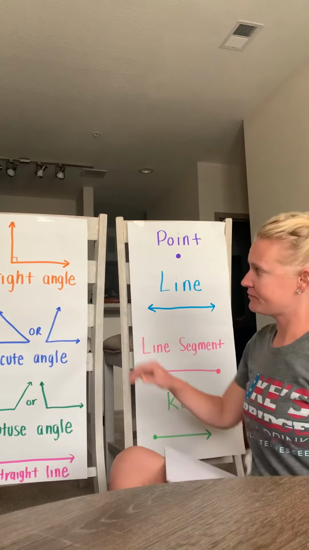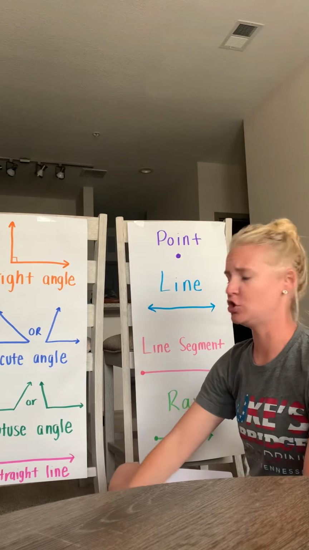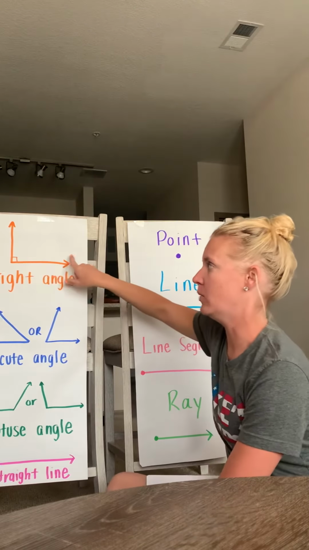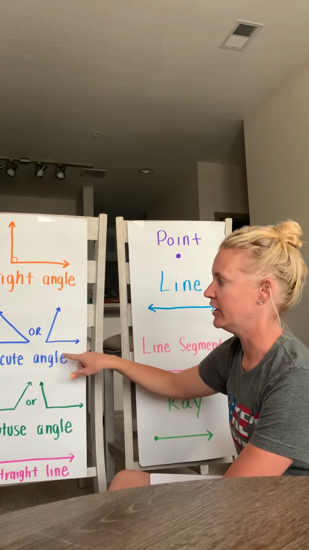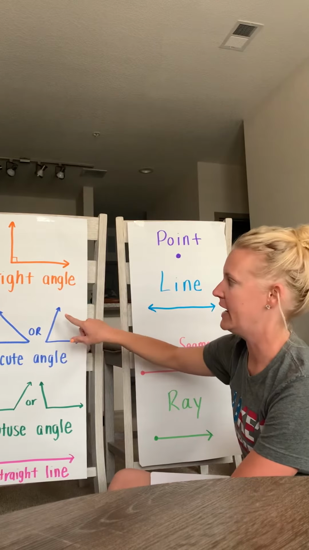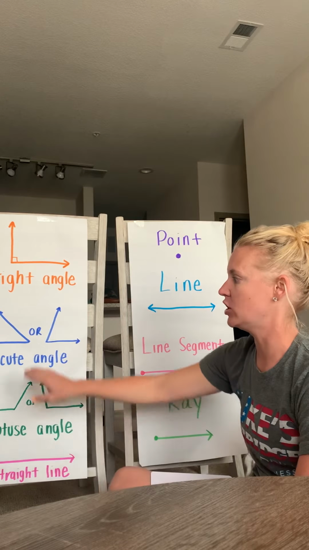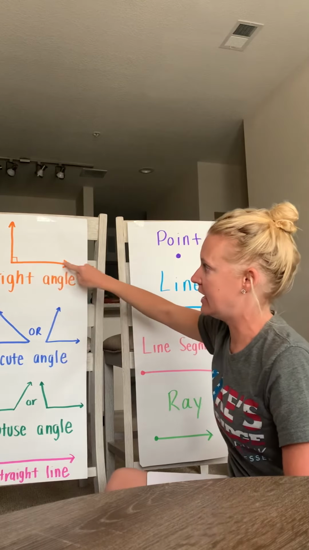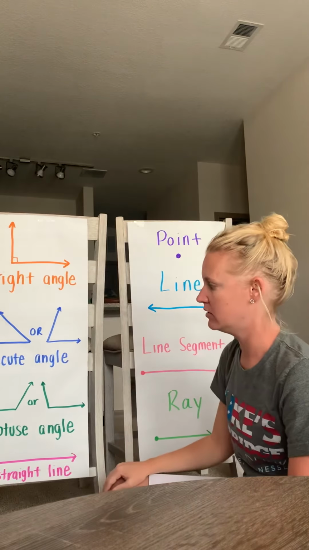Now we have right angle, acute angle, obtuse angle, and straight line. Right angle, you'll notice it's 90 degrees, always. It could be facing the other way, just like the acute angle here. It could be facing any way. It could be upside down because they like to get you like that sometimes. Acute angle is smaller than 90 degrees. So it would be like this line here, and it would move in. So that would be an acute angle.